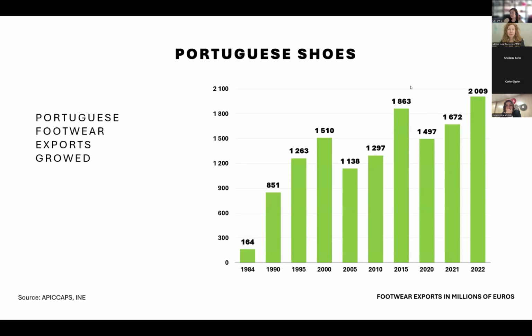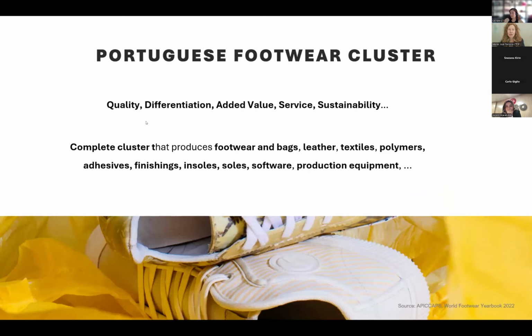In Portugal, fortunately, we have been able in the same decades to grow. And we believe this is due to the bet that we have been making. Since that time, we bet on quality, differentiation, added value, so not mass production, not fast fashion products, but products with quality that are differentiated. And the products are sold at the second highest value in the world. So after Italy, Portugal is producing the most expensive, valorized and differentiated footwear.